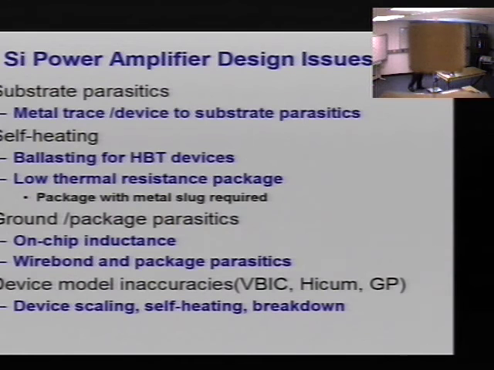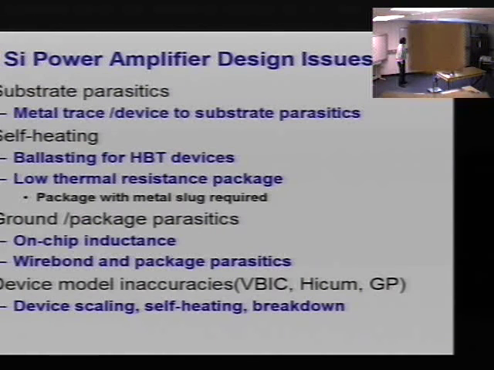And so a lot of the issues with the silicon power amplifier are primarily the substrate parasitics, primarily any metal trace that you have. Obviously you don't have a ground return. Well, you do have a ground return, but it's the substrate. So as a result, anytime you have fields penetrating into that conductive substrate, you're going to have eddy currents that are generated, and that really is an issue.